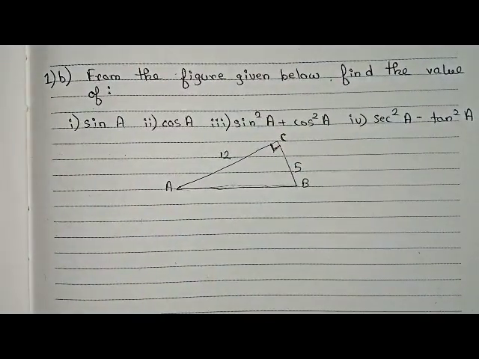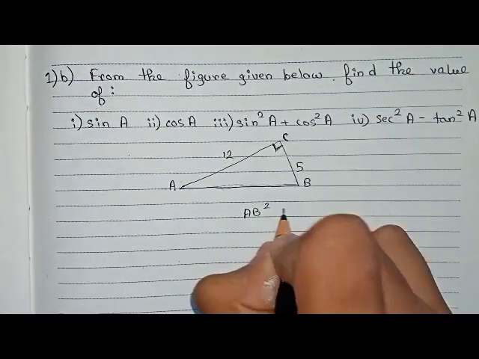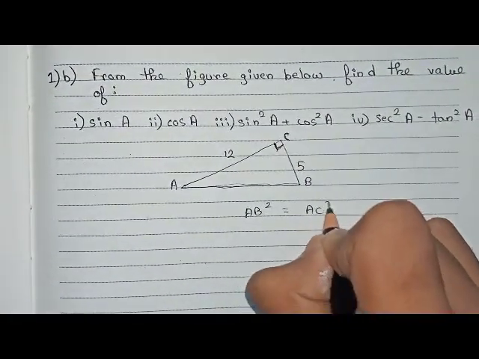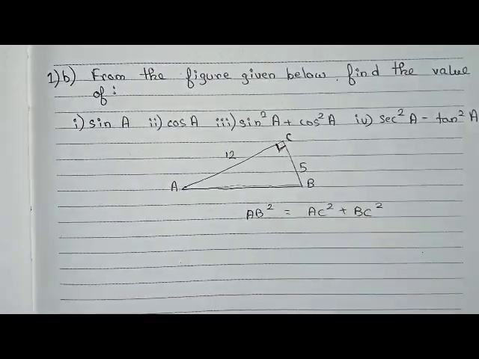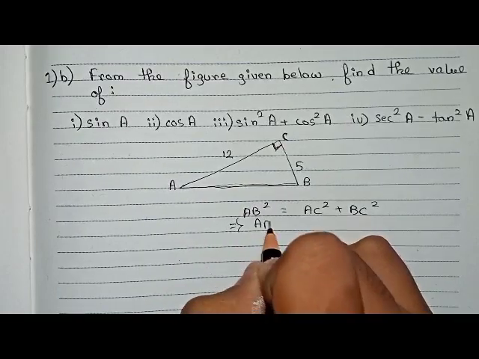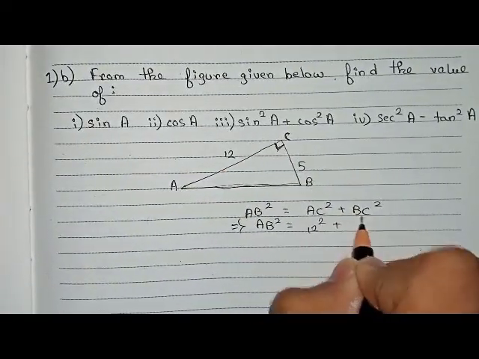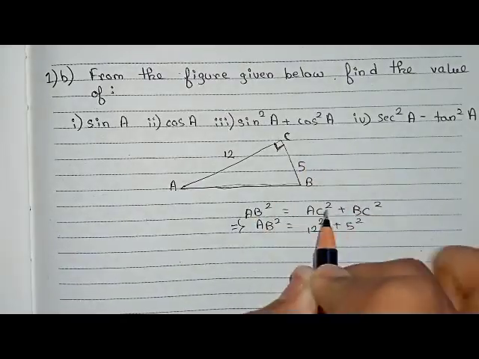We apply the Pythagoras theorem, that is, the hypotenuse square, AB square, will be equal to AC square plus BC square. So AB square will be equal to AC value is 12, 12 square plus 5 square. BC is 5.